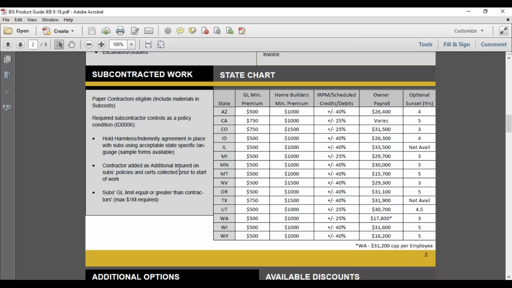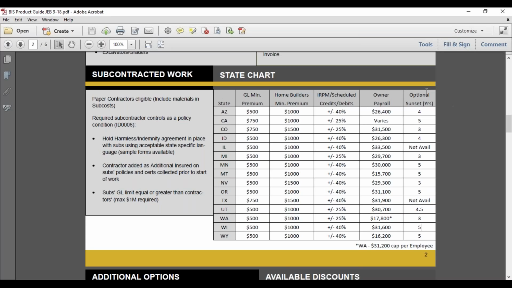We do require the contractor to be added as an AI on the subs' policies, and we have cert requirements. We have the subs' GL requirements. So when you do get a quote, you also want to get a copy of the sample policy, and you want to take a look at the forms, ID 0006 being one of them.